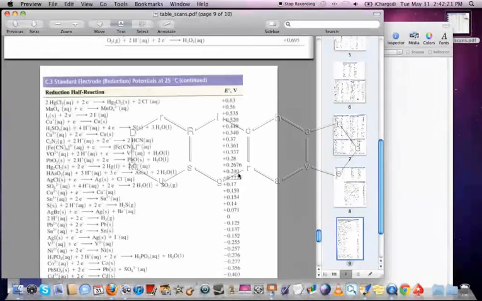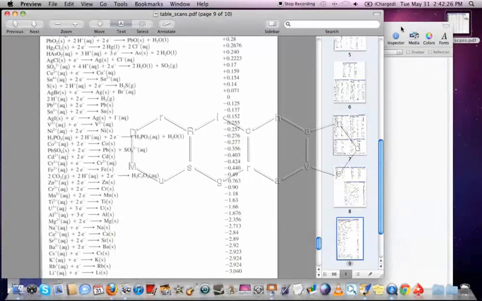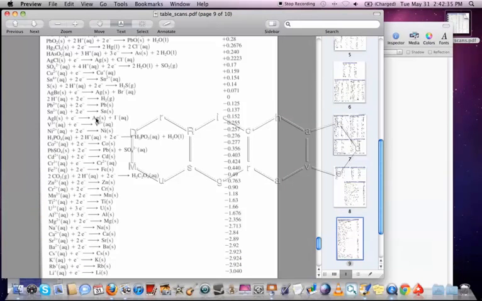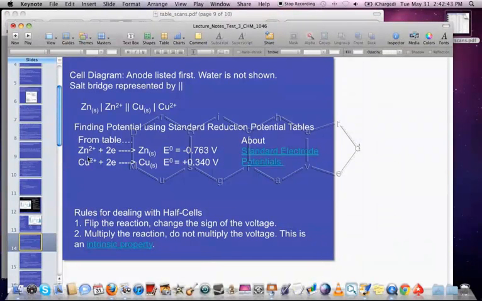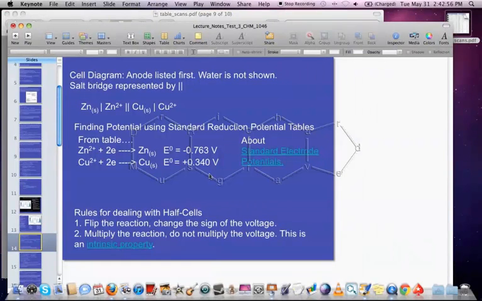Alright, so we've got all those values. How do we handle them? Well, we've got zinc and zinc 2 plus over here. So what I do is I hunt down values in here that have both zinc and zinc 2 plus. Every species I have over here must be in the standard reduction potential reaction that I choose. So if I'm looking for zinc and zinc 2 plus, this is the one I'm going to pick, and I see it's negative 0.763 volts. That's the one for zinc and zinc 2 plus. I call that E0. That's a standard reduction potential.